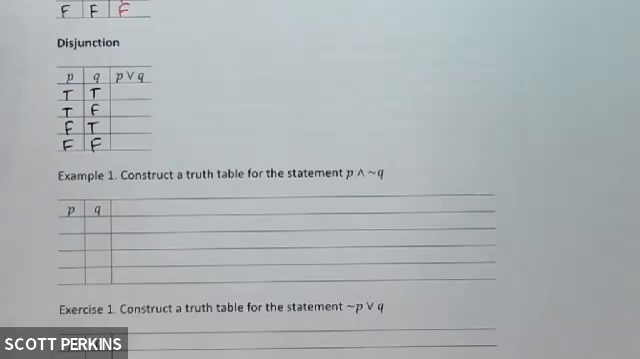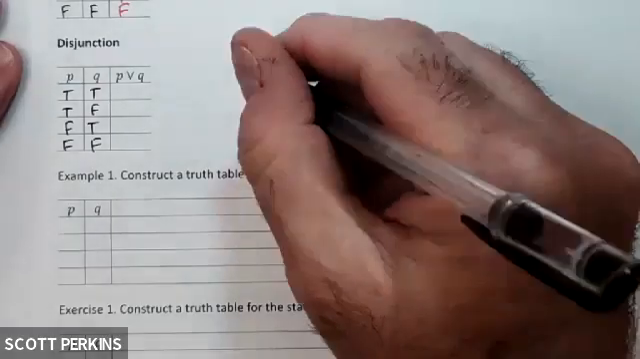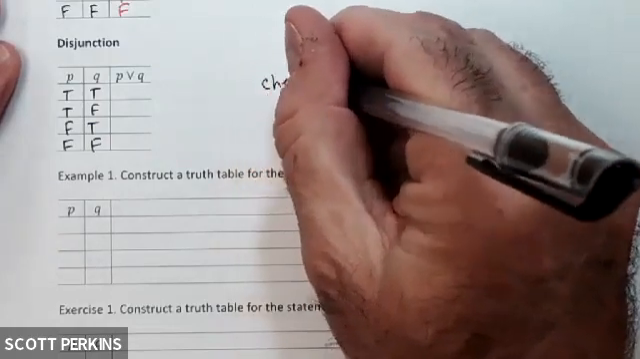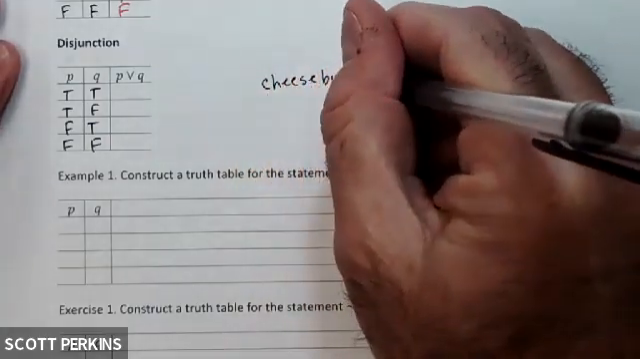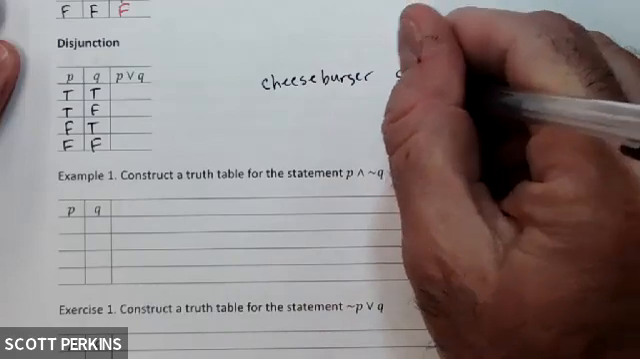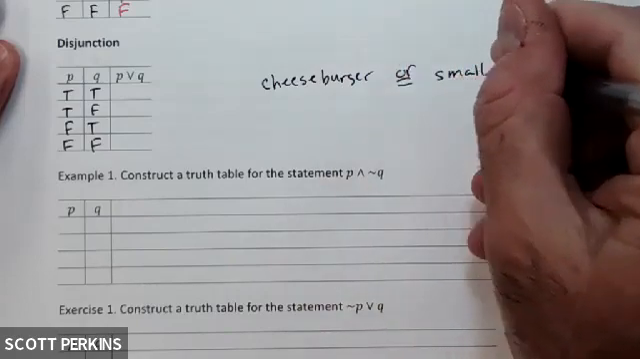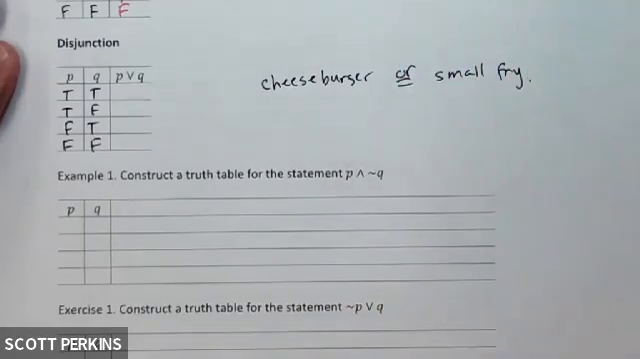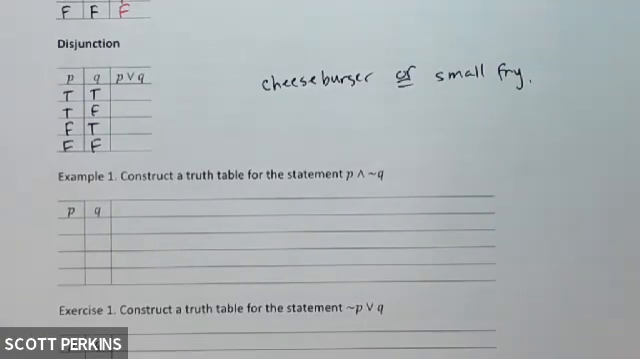Let's say you go to McDonald's. You would never do this, but I think this helps you understand. Let's say you tell the person that takes your order, I want a cheeseburger or a small fry. You're leaving it up to them to decide for you. Okay, again, I know this is not a realistic situation, but we're just understanding how the word or works here.